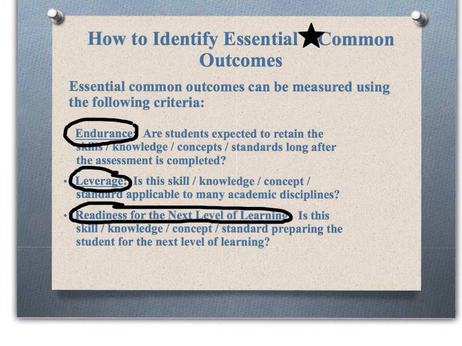Another indicator of an essential common outcome is leverage. Is this skill, concept, knowledge, standard applicable to many academic disciplines? And finally, the last criterion, readiness for the next level of learning. Is this skill, knowledge, concept, or standard preparing the student for the next level of learning? Using those criteria will help you in creating your common assessment items.